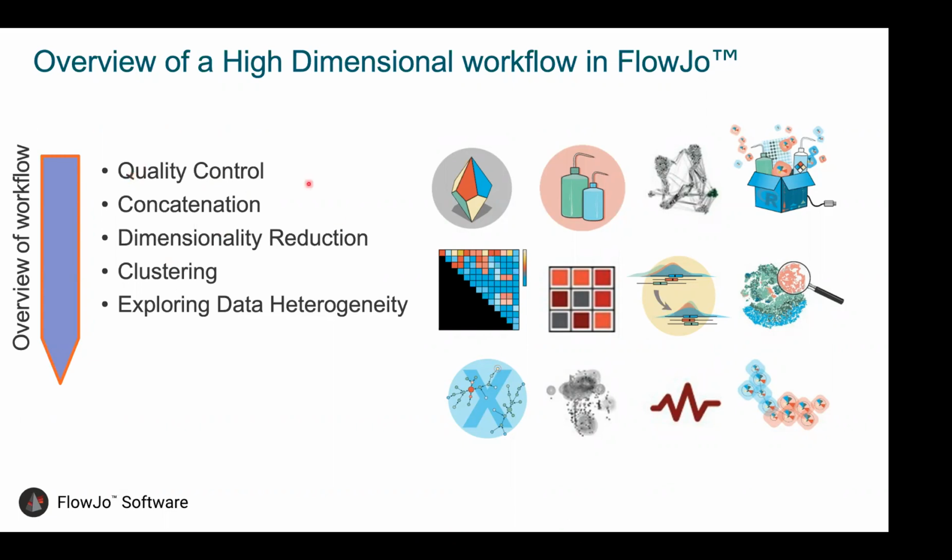So we begin by quality control. Then we go into concatenation, or merging our samples together. Then we will perform dimensionality reduction, such as tSNE, UMAP, and TreeMap. And then after dimensionality reduction, we have clustering. And finally, we can use additional tools in FlowJo to explore our data heterogeneity.